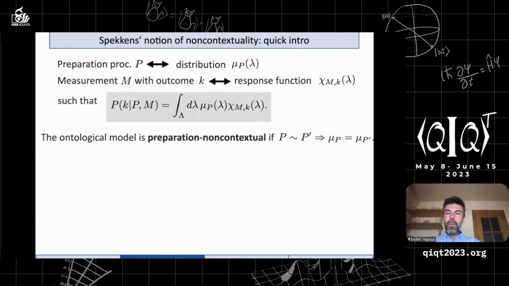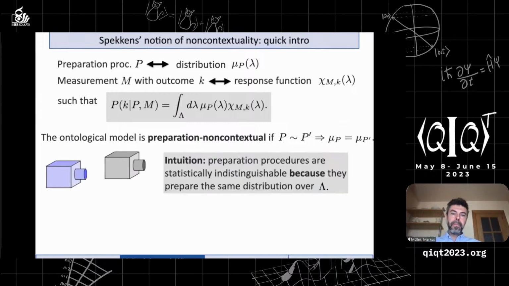But here's something that you would also want to demand. You want your ontological model to be preparation non-contextual. What this means is that you have 2 preparations, P and P prime, and suppose they turn out to be equivalent, so they give exactly the same statistics for all measurements, then you want to demand that this means that the distributions over hidden variables are just the same. Mu P and mu P prime are just identical.